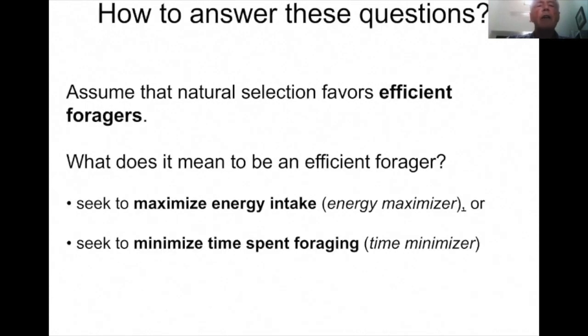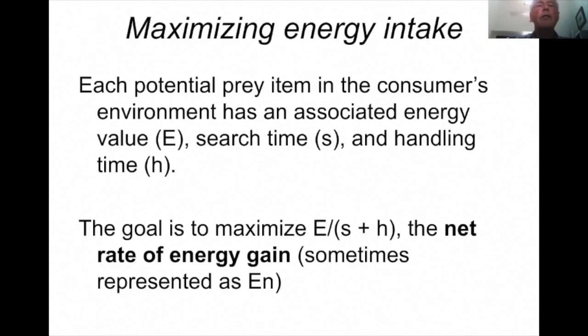Maximizing energy. How does one maximize energy if you're a consumer? Well, imagine a prey, something that you are going to eat as this consumer. And there are three essential characteristics of that particular prey. One is that it has an associated value of energy. A candy bar has 10 calories. A mouse may have 15 calories to the things that eat it versus some larger prey, maybe many more.